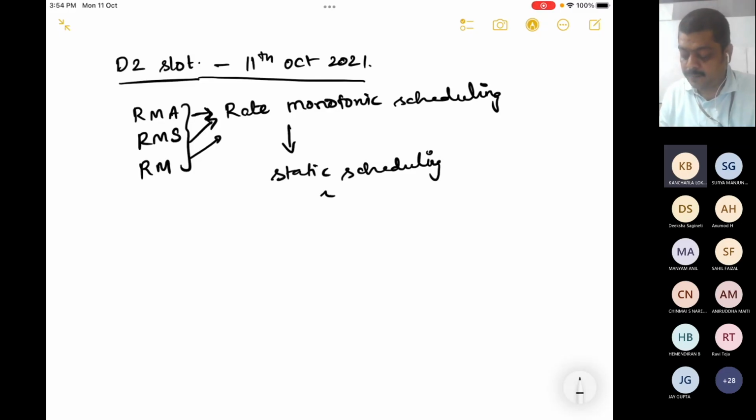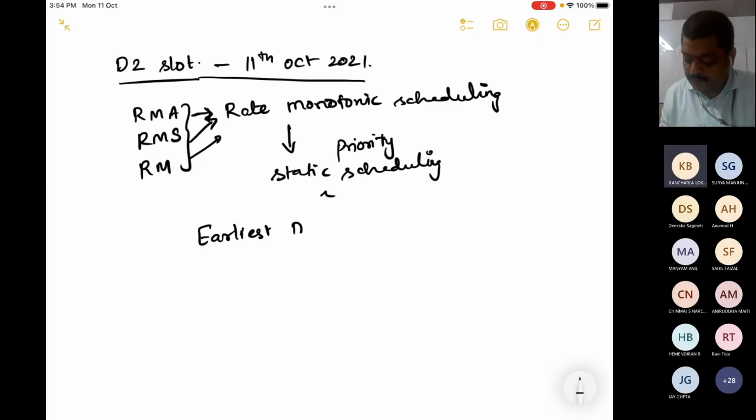So generally, in static priority scheduling, the priorities are fixed during compile time, not during runtime. Okay, so this is one algorithm, generally called RMA, RMS, or RM algorithm. Another algorithm is called earliest deadline first. Generally we call it the EDF algorithm.